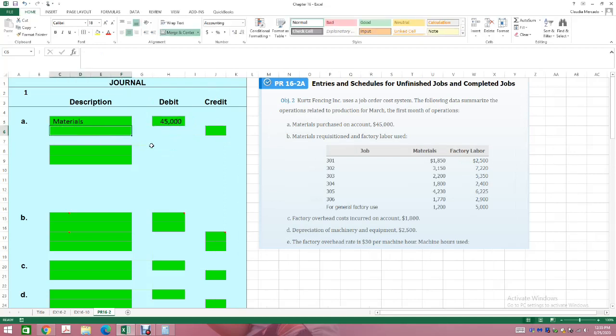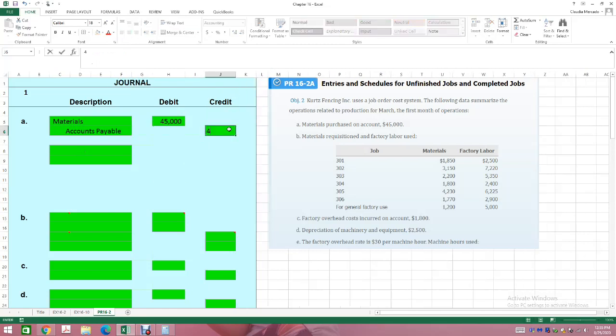How did you pay for these materials? It says here that you purchased them on account. Because you purchased them on account, that means you're going to be using accounts payable. You owe this money. You bought them on account, you have to pay for that at a future point in time. So you're going to have to credit your accounts payable. The entry for letter A is materials purchased on account, 45,000. Materials gets debited for the 45,000. How did you pay for them? On account. So we're going to set up an accounts payable for 45,000.